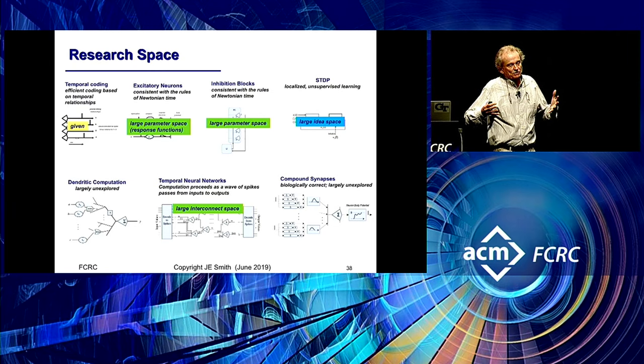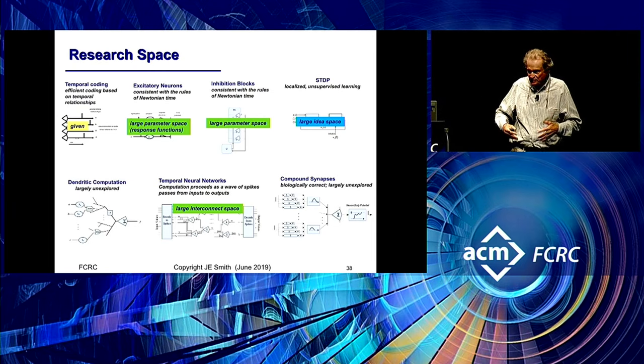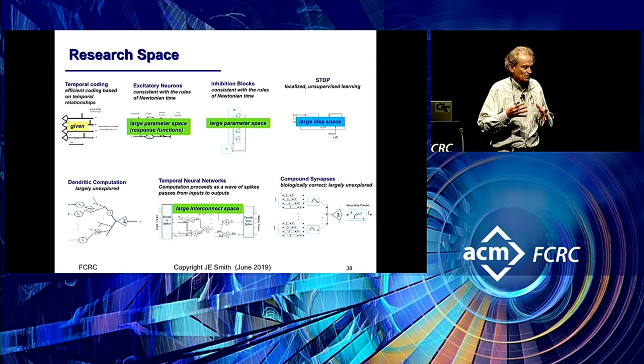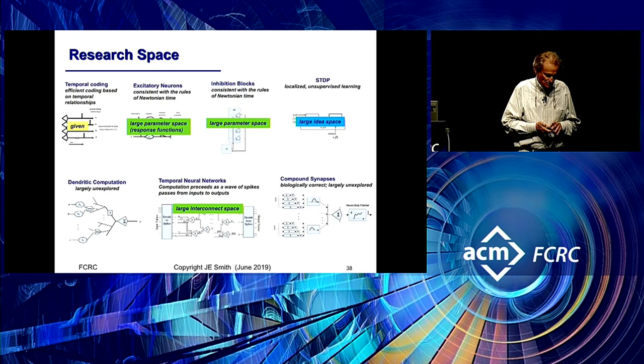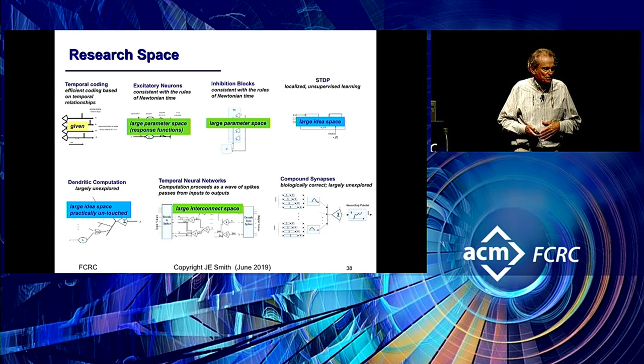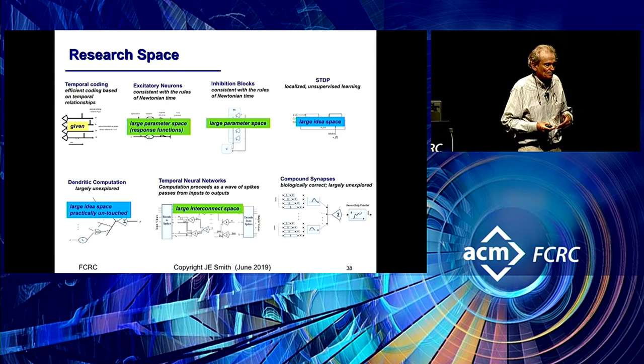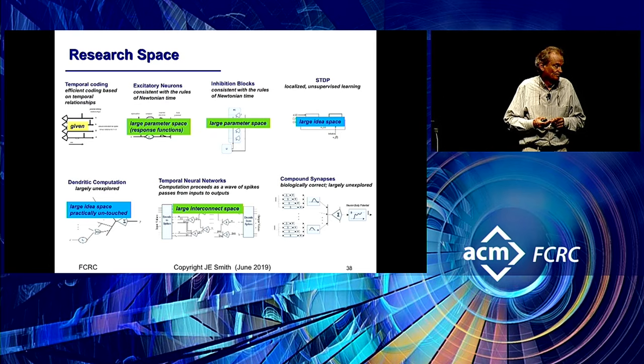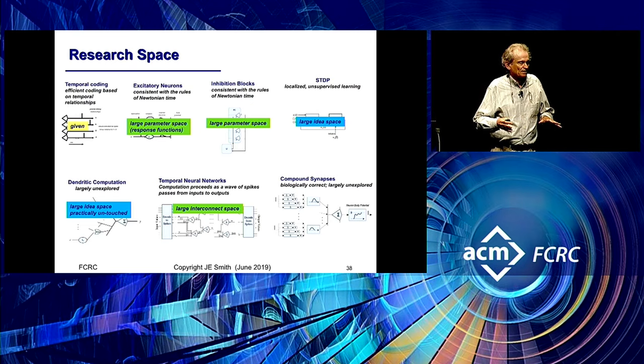The neural networks themselves, it's a large interconnect space. Do you use full crossbars, partial crossbars, pseudo-random partial crossbars? There's all kinds of variations there. There are two things I didn't mention at all. There is some computation that takes place in the dendrites. This may be kind of analogous to pooling. It's what I'm calling a large idea space that's practically untouched.